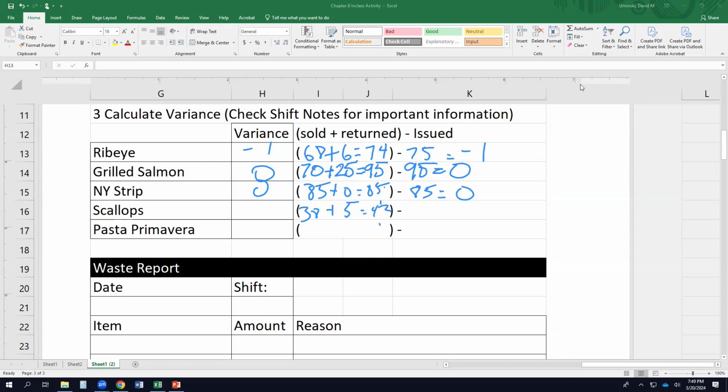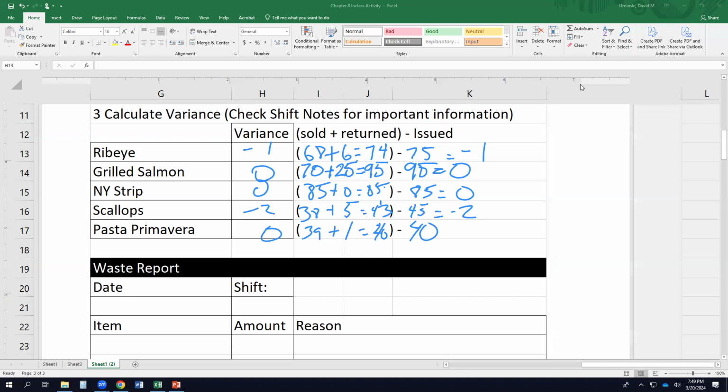38 plus 5 equals 43. We issued 45. So you have to do the sold and returned minus the issued, because then that gives you whether it's a positive or negative. Okay. And then the last one, pasta primavera, 39. We returned 1. So 0. So which 2 items do we have concerns with?